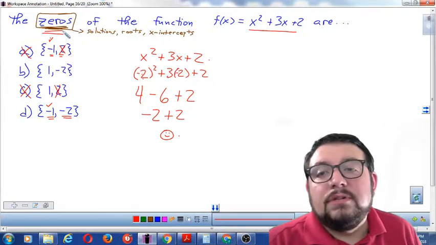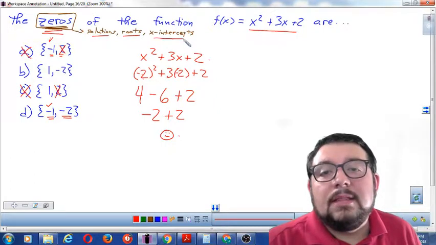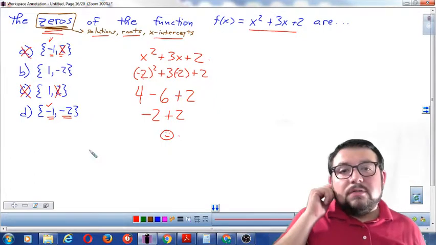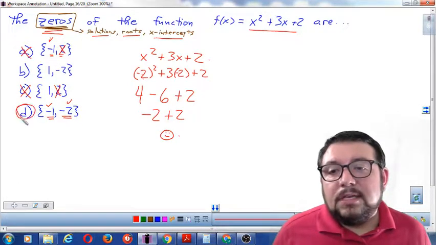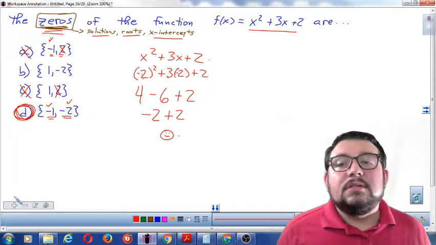Remember, that's what I'm shooting for. These words mean that my answer should be 0 if the numbers are correct. So this one matched, and therefore D is my correct answer.